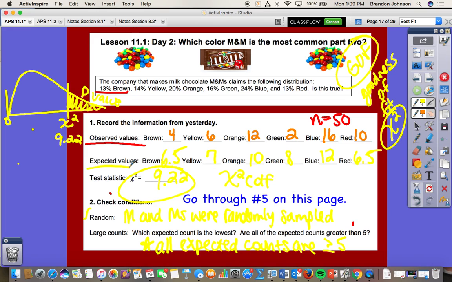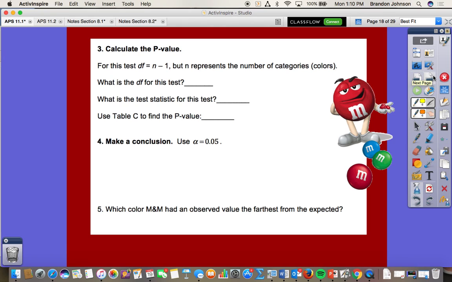If we show that, that takes care of the large counts. What did we show normally for large counts earlier? n times p should be greater than or equal to 10, or greater than or equal to 30, depending on whether we're talking about t or z, or mean or proportion. So all expected counts have to be greater than or equal to 5.